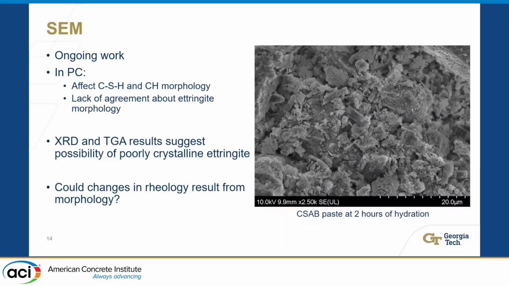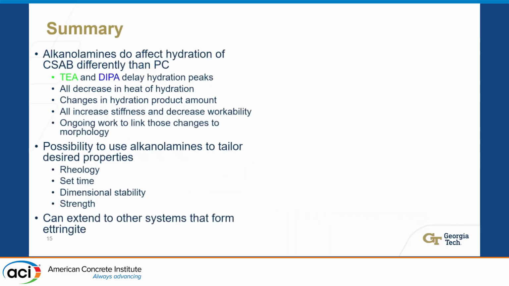And this is just an example SEM picture that I took of our paste at 2 hours of hydration, where you can see the ettringite. So to sum all of that up, we see that the alkanolamines do affect the hydration of CSAB differently than Portland cement, which is interesting.